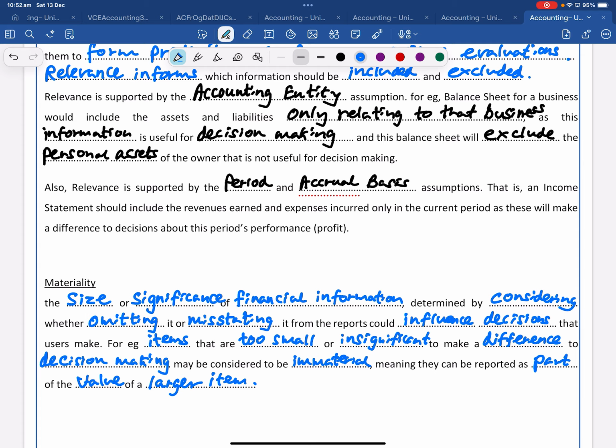Revenues earned and expenses incurred for a given period should be reported in that particular period. Why? So that the profit we calculate is correct. So then we haven't mixed up. Let's say if you are going to calculate December's profit for our business, we haven't included the expenses from November, or the revenues from January. It is just the revenues and expenses related to December. That's it. Makes sense? So that our December profit is accurate.